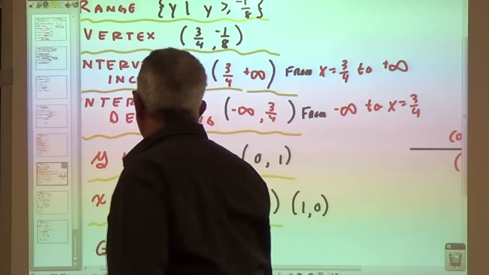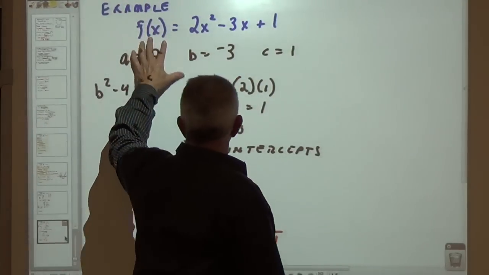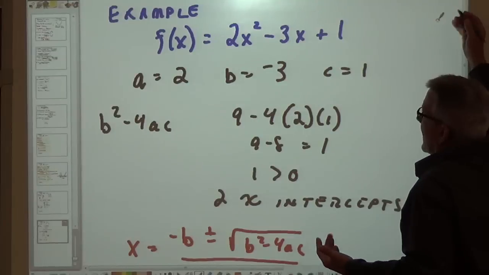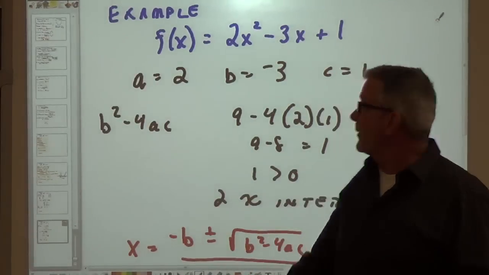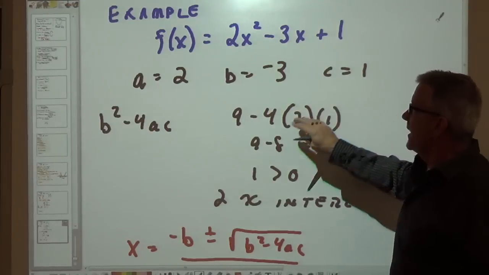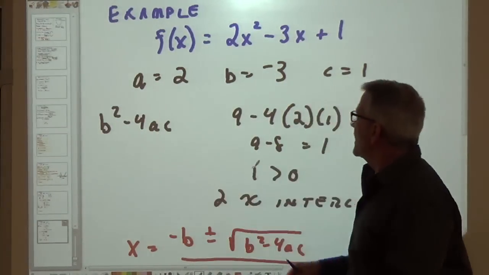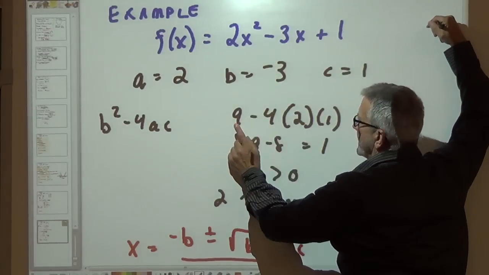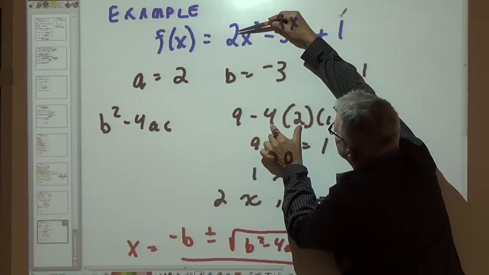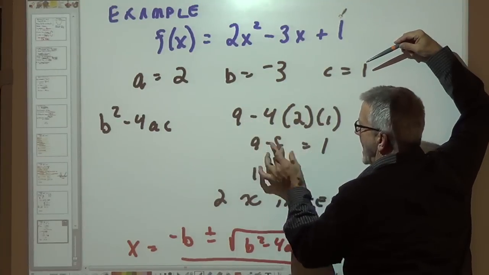Let's go down here and use the quadratic formula. Here it is. For f of x, a is 2, b is -3, and c is 1. I'm going to look at my discriminant, b squared minus 4ac. -3 squared is 9, minus 4 times a, which is 2, times c, which is 1. 4 times 2 is 8. 9 minus 8 is 1.